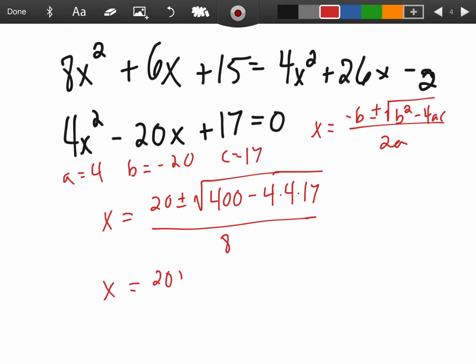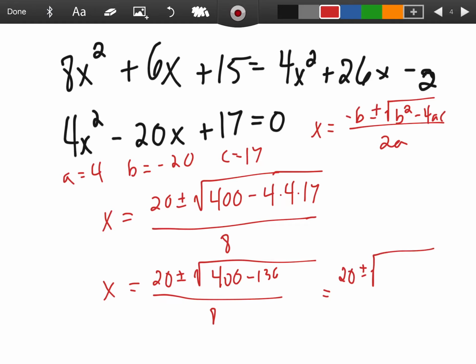So we're at 20 plus or minus the square root of 8 times 17, we said was 136. So 400 minus 136 divided by 8. Let's see, 400 minus 136 is 264. All right, 264, is that correct? Am I doing this right? Oh my goodness, I said 8 times 17. That's not 8 times 17, we need 16 times 17. What a fool I am.